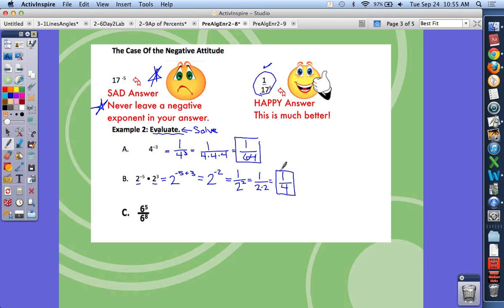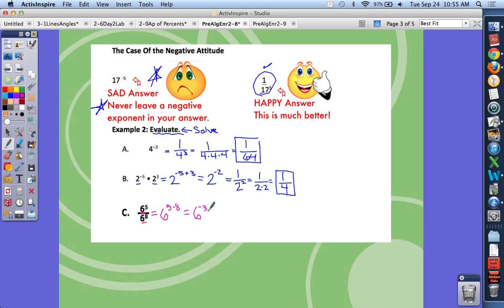And the last one here on your notes, the division rules, okay? When you're dividing the same base, we have a 6 and a 6. What was that rule that we learned? When we're dividing the same base, we can subtract their exponents. So this is going to be the same as 6 to the 5 minus 8. 5 take away 8 is going to be a negative number. Find the difference between those two. It's negative 3. Can I stop there?